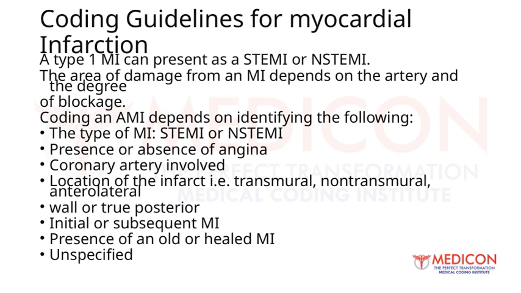Next, the location of the infarct is crucial. Is it transmural, meaning it affects the full thickness of the heart wall? Or is it non-transmural? We also consider whether the infarct is in the anterolateral wall or the true posterior wall, as these details help specify the diagnosis. Additionally, we need to differentiate if this is an initial MI or a subsequent one, since that can change the coding approach. The presence of an old or healed MI is another factor. Sometimes a patient may have a prior infarct that's healed, but we still need to capture that in the coding.